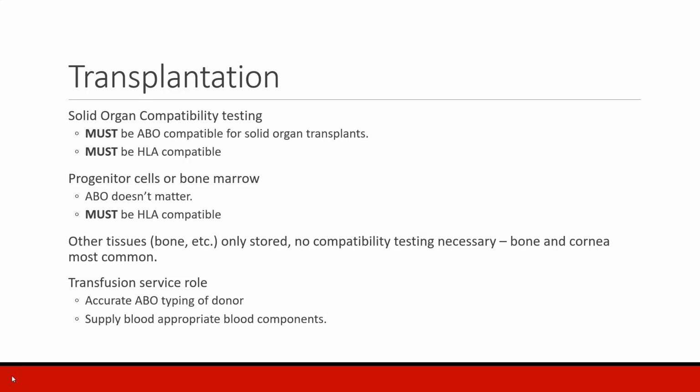The reason ABO doesn't matter is their bone marrow will be totally destroyed prior to giving them these progenitor cells, which will find their way to the bone marrow and replenish. They must be HLA compatible. For other tissues, bone, etc., they're only stored. No compatibility testing is necessary, and bone and corneas are the most common.